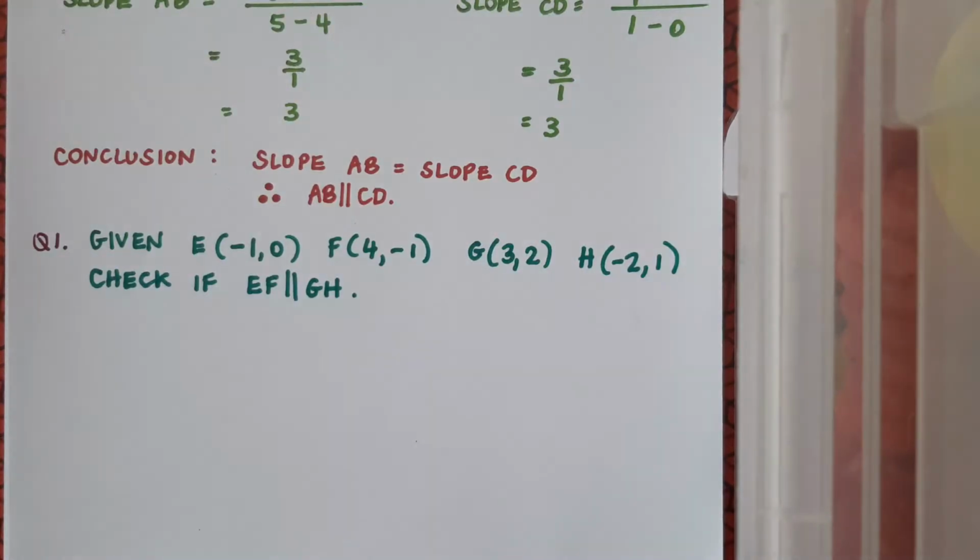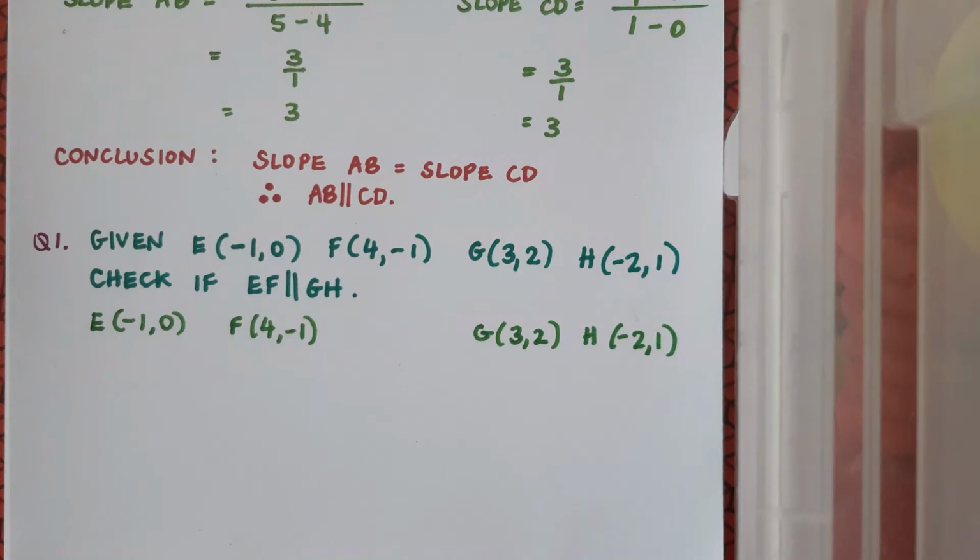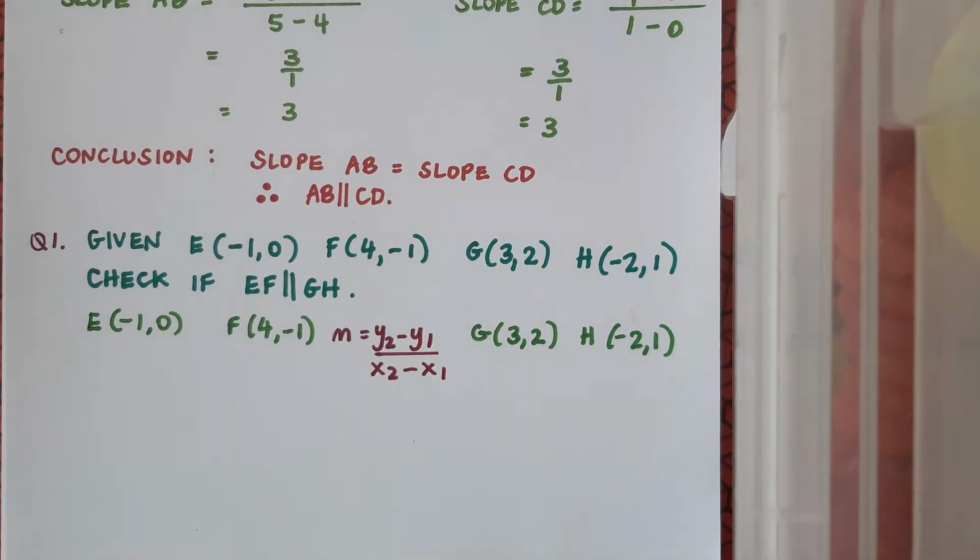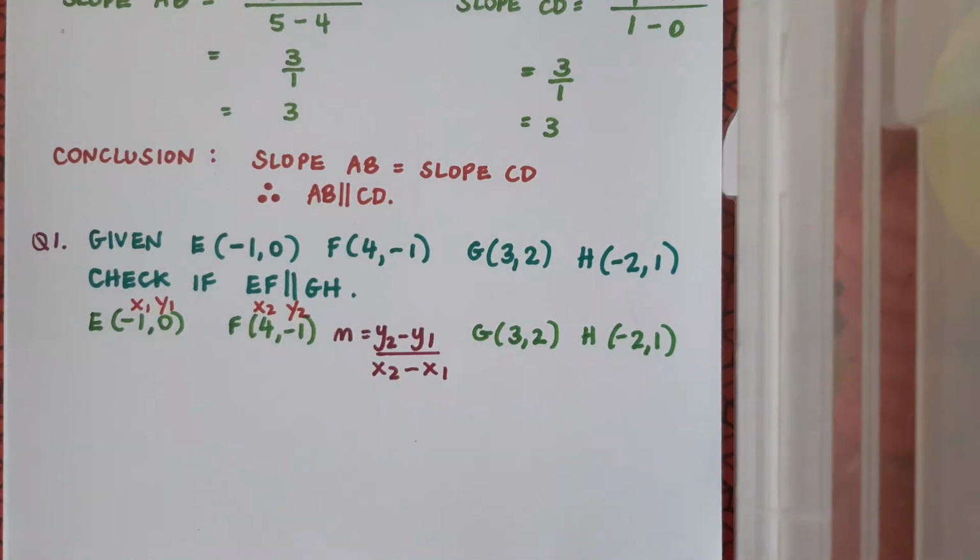So now here's a question for you. Again, you're given 4 points and you want to check this time to see if EF is parallel to GH. Pause the video here now, do this yourself, and then play and check if you're right. So I've written down my 2 pairs of points. I note the formula. I'll deal with E and F first. So I've labelled those x1, y1, x2, y2, and I'll fill that in.